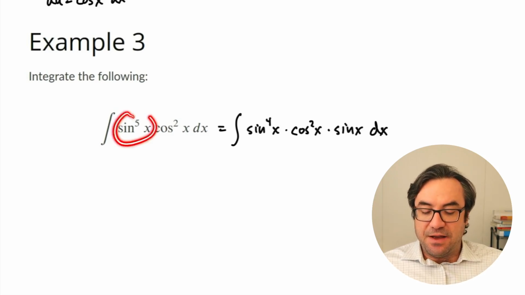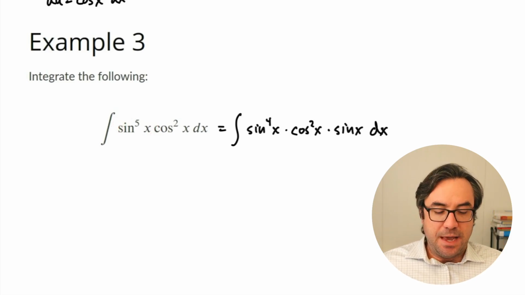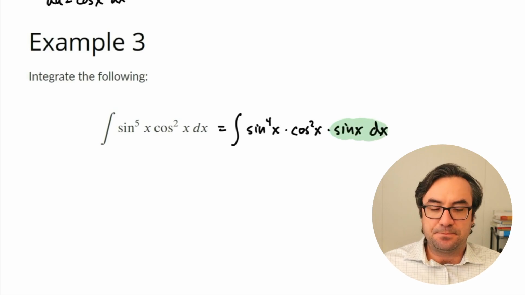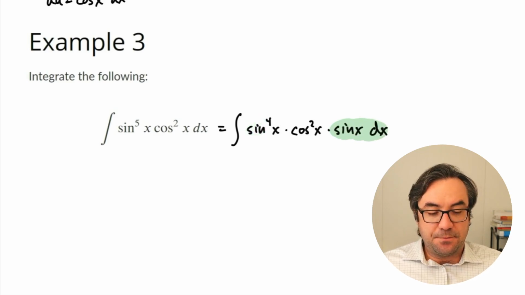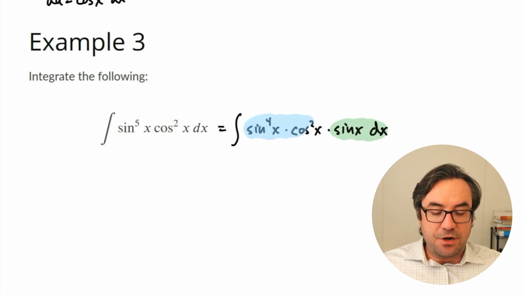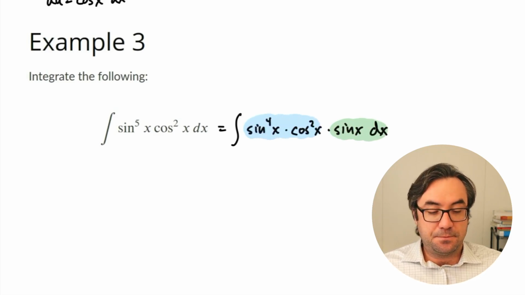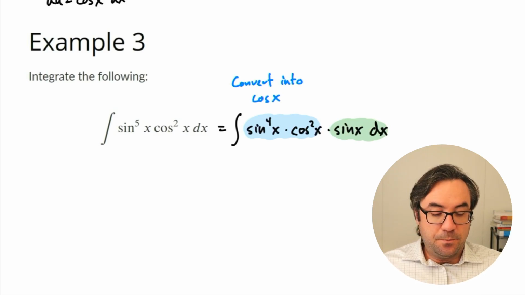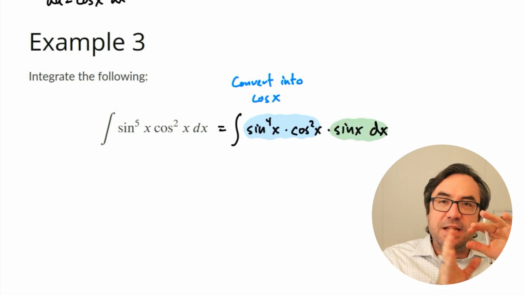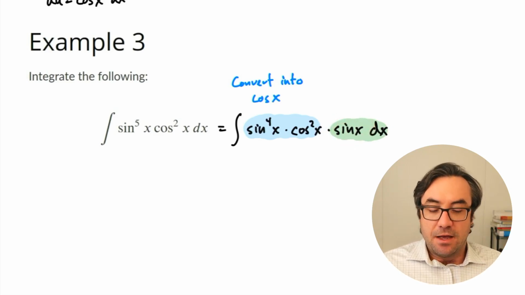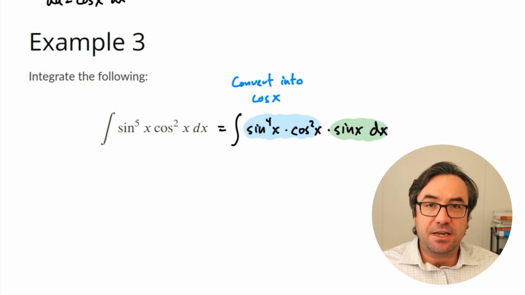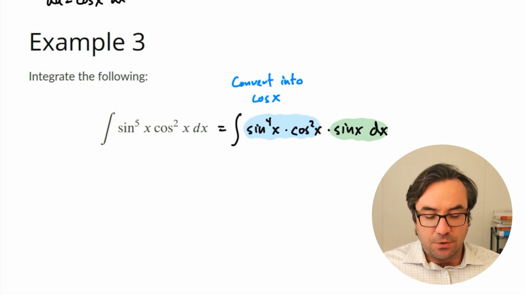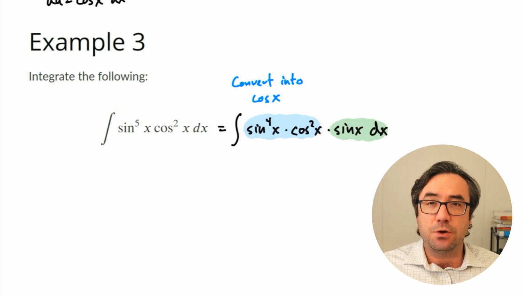So we had 5 copies of sine. I'm taking one of them and putting it next to the dx, and we're saving that. Then all these other terms, we're going to have to convert into cosine. Whatever trig function I'm saving next to my differential, in this case sine, everything else has to get converted to the opposite trig function. So everything here has to get converted into cosine x.